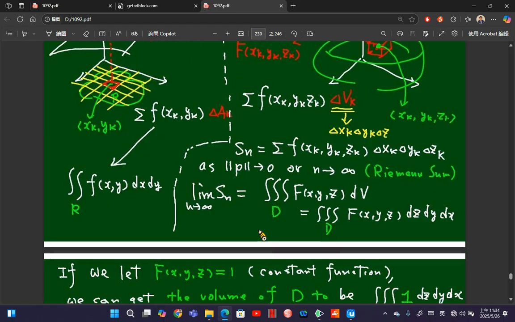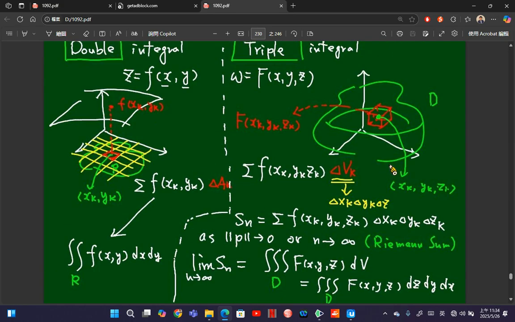Okay, so we also can use the Riemann sum to express the idea. You can see we still follow the idea of having a partition in the x direction, in the y direction, as well as the z direction. So finally, in the past, maybe it's just a small rectangle, but here it will become a small cube.